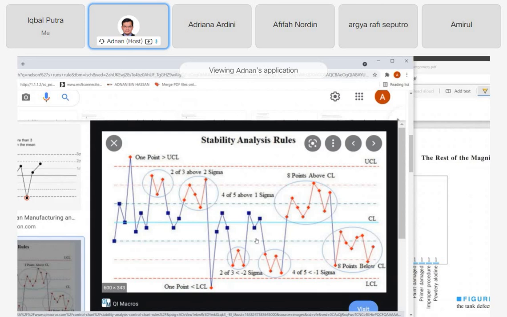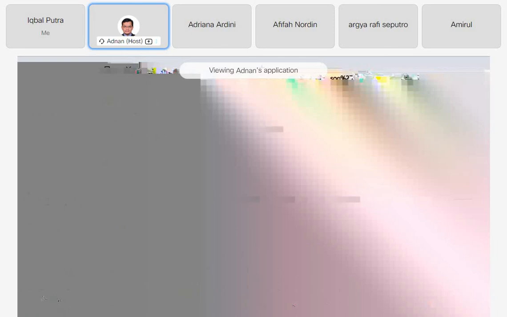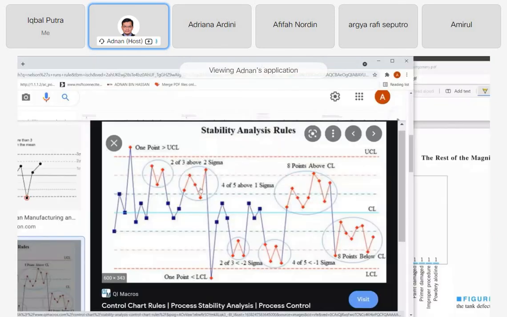Another rule from before: 4 out of 5 above 1 sigma. In this case, 1, 2, 3, 4, 5. This is the 1 sigma region, this is 1 sigma, this is 2 sigma, this is 3 sigma. So you have 4 points, 1, 2, 3, 4 out of 5, so the process is also unstable.